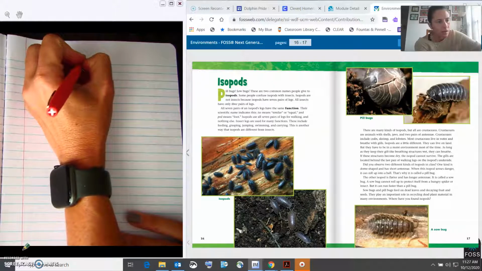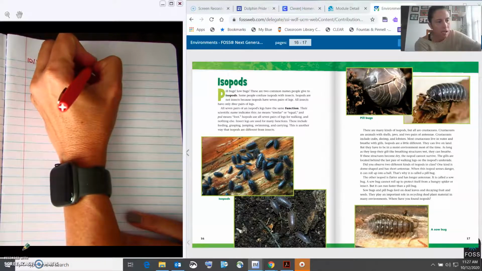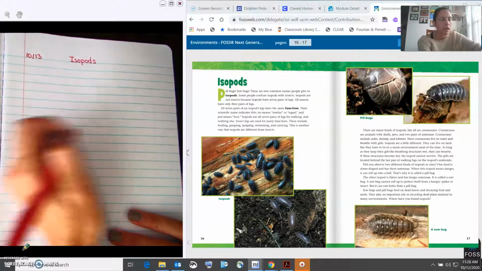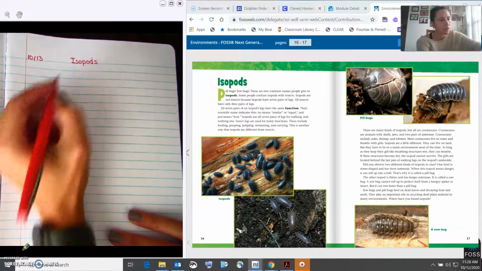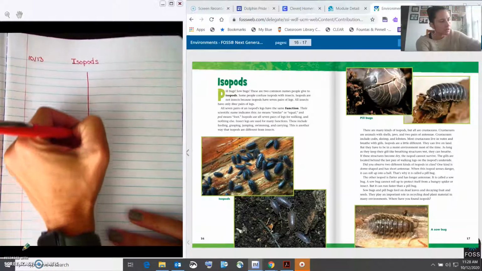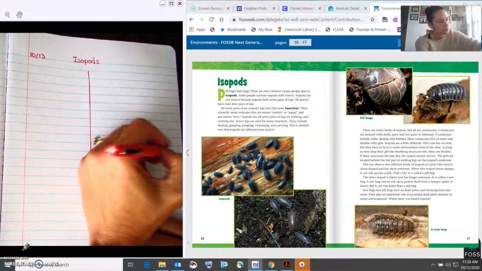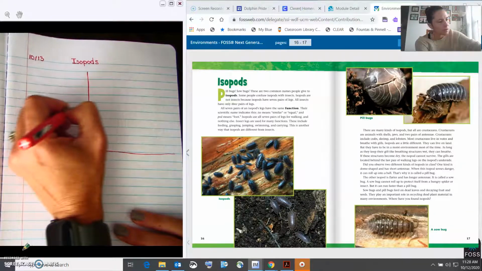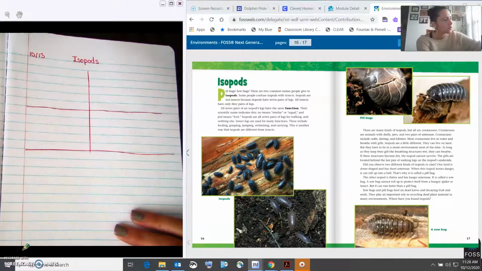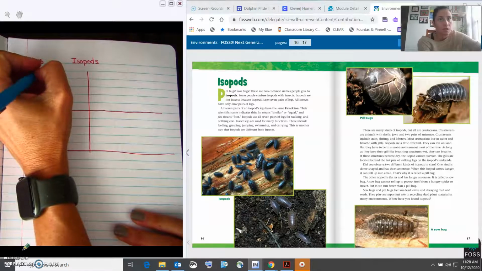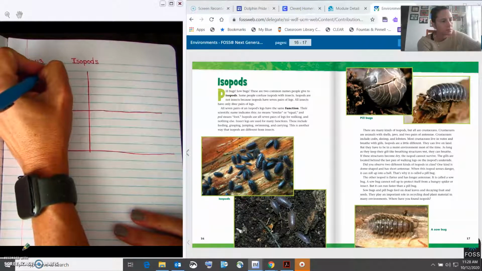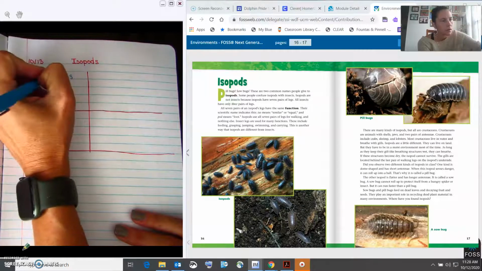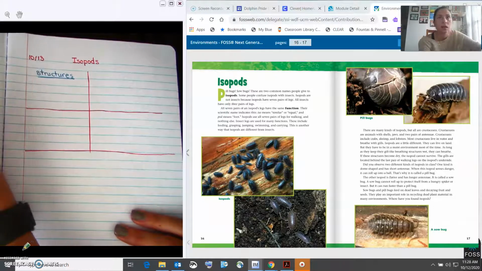Now you can tell by the picture on the right what they kind of look like, and by the end we're going to have a definition of what isopods are. So first let's set up our paper so we can take notes. We're going to divide it halfway through, and then divide this one right here. So we're going to have structures. Remember, those are like the body parts. We're going to take notes on their food.